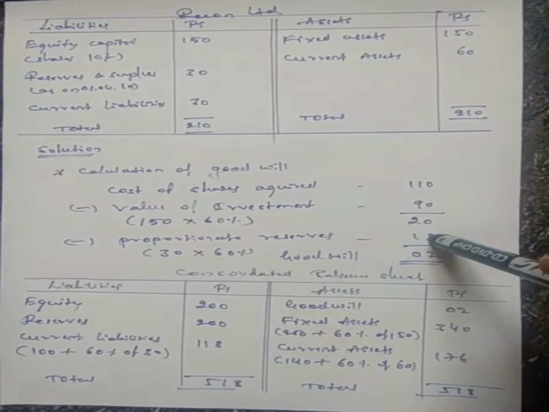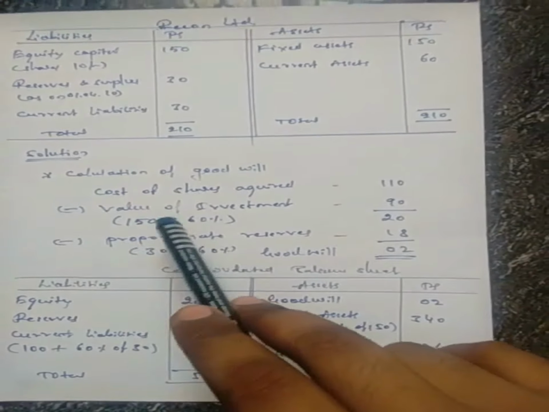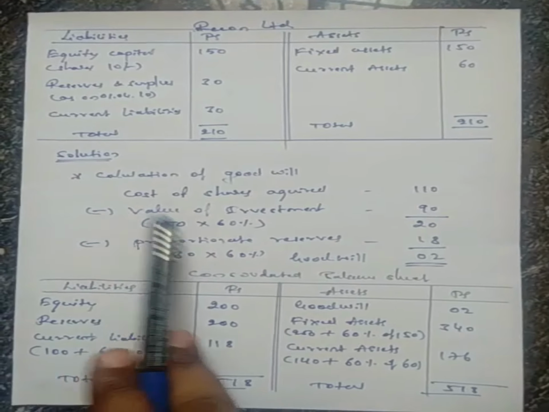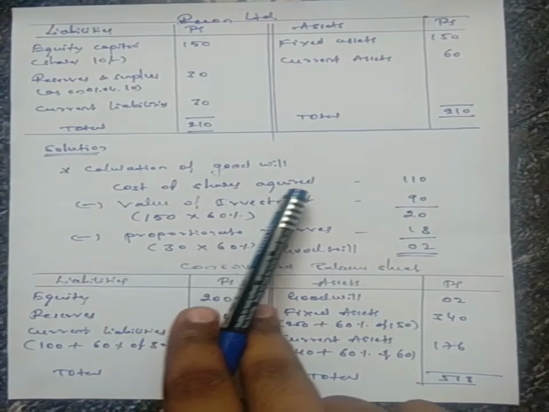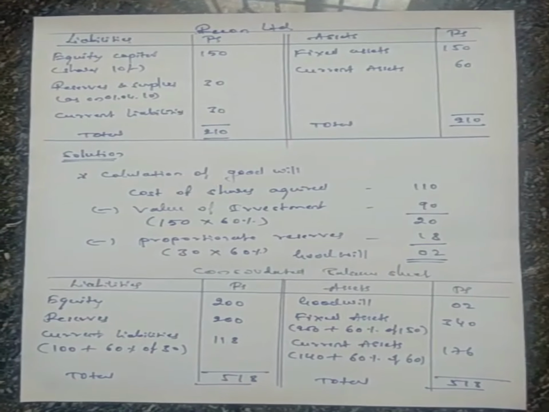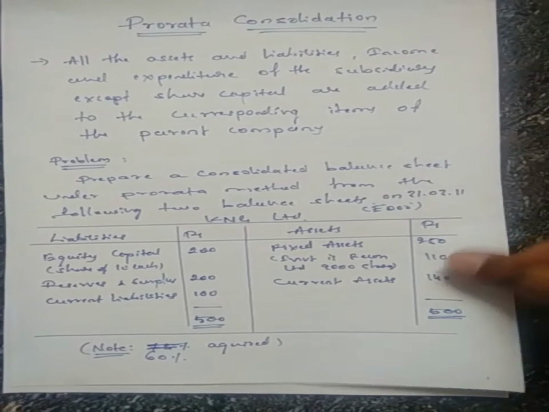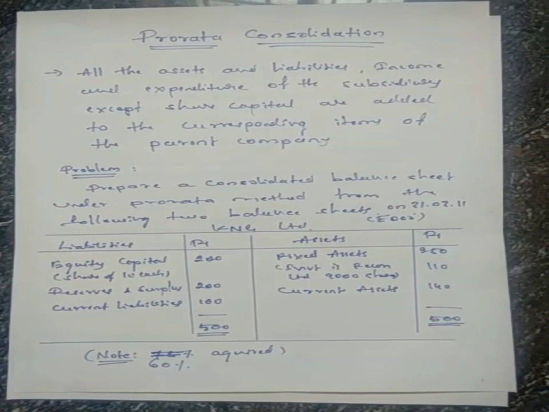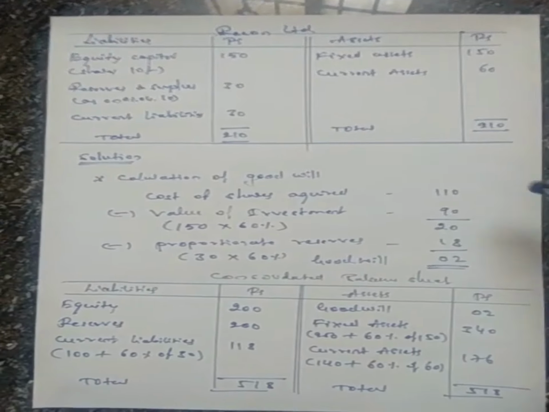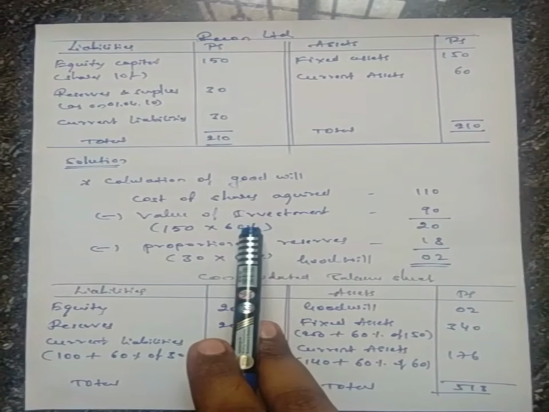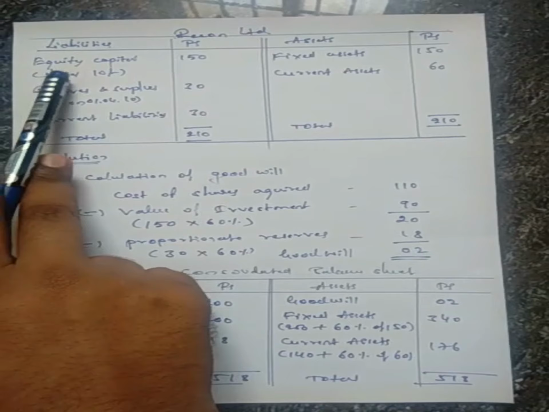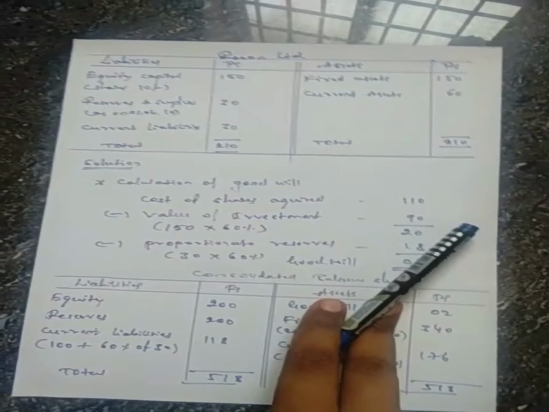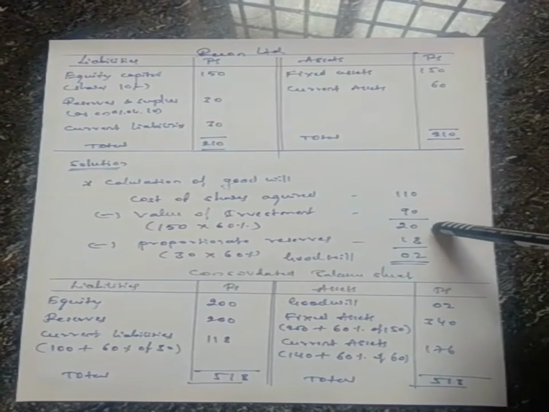So before going to calculate, we need to consider working notes, that is, the calculation of goodwill. In the calculation of goodwill, first the cost of shares acquired. Just observe the problem balance sheet. The investment in Recon Limited is 110, you need to consider that, and the value of investment in the Recon Limited balance sheet, equity capital 150, means 60% of 150, which is 90. So 110 minus 90, the value is 20.